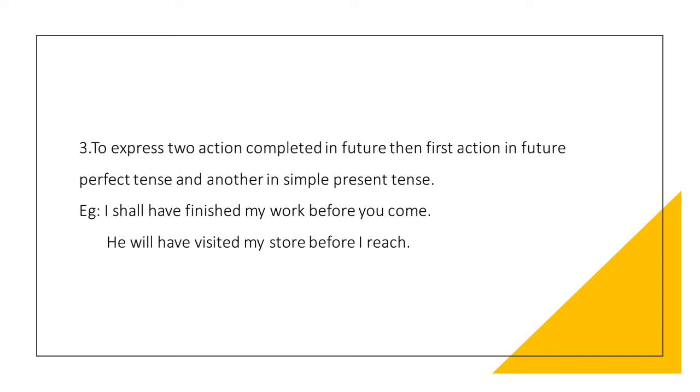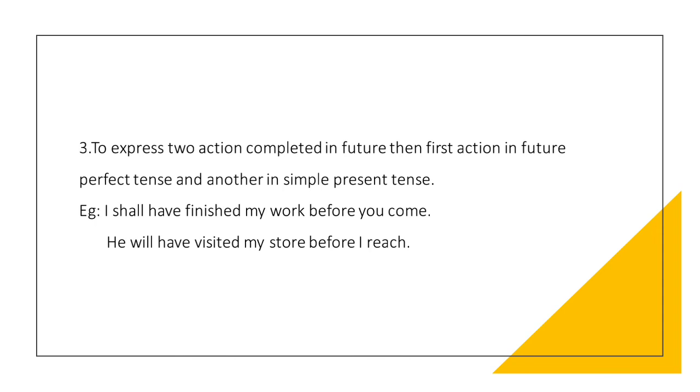So here in these two examples, you saw that there is a use of two tenses, that is future perfect tense and simple present tense. The first action, that he will have visited my store, is in future perfect tense, and the next clause, I reach, is also a subsequent action.